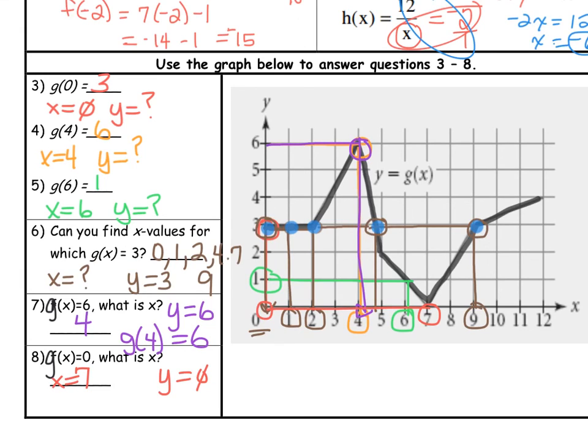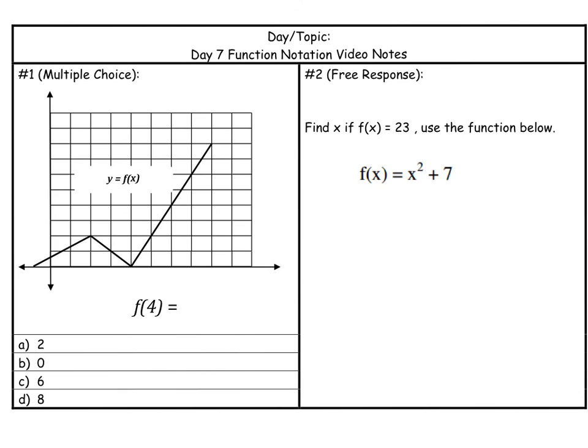And that's pretty much all there is to function notation. So moving on to the video questions for tonight, we have multiple choice question number 1. What is f of 4? So again, when x equals 4, what is y equal to? And keep in mind, this is our x-axis, and the vertical axis is our y-axis.